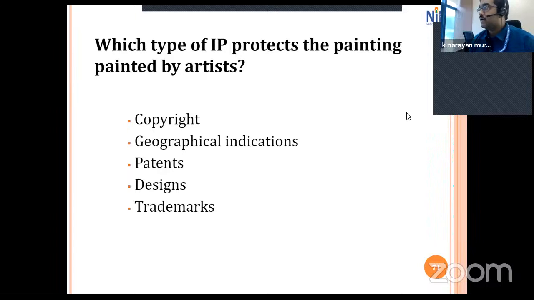So, painting. Aishwarya, right answer. Sneha, the answer is copyright. Copyright is the right answer. Painting works, musical works, artistic works would come under copyright. Shambhavi, Pratik, Sivadarshini, yes, all of you, the right answer is copyright.